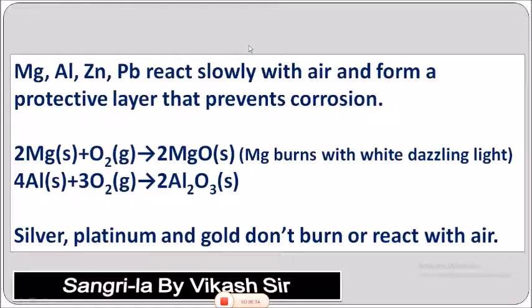Next, magnesium reacts with oxygen to give magnesium oxide, and in the same way aluminum reacts with oxygen and forms aluminum oxide. So you will remember that magnesium, aluminum, zinc, lead react slowly with air and form a protective layer that prevents corrosion. And lastly silver, platinum and gold don't burn or react with air due to their least reactive nature. These are the chemical properties of metals.